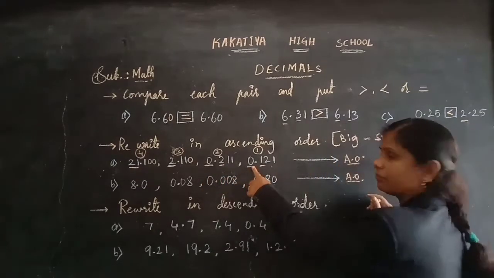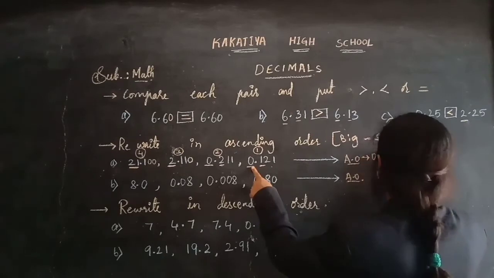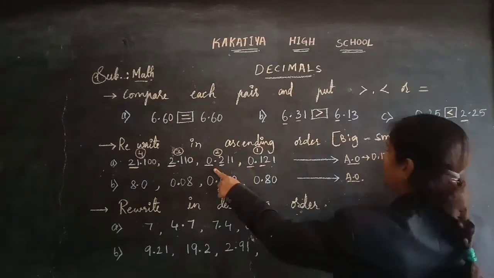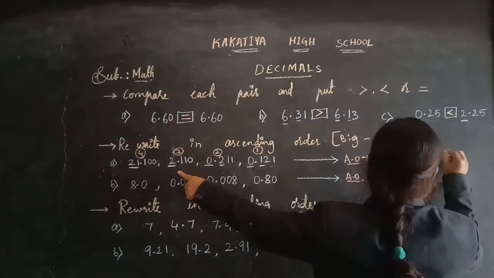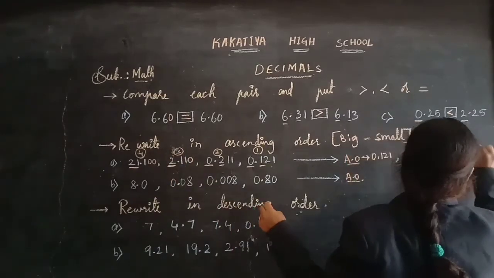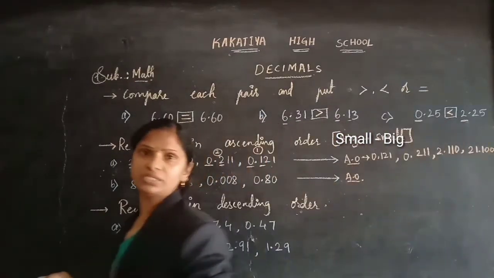First place of this number is 0.121 and next place is 0.211 and next place is 2.110 and next one is 21.100. This is the ascending order of the given series, children.